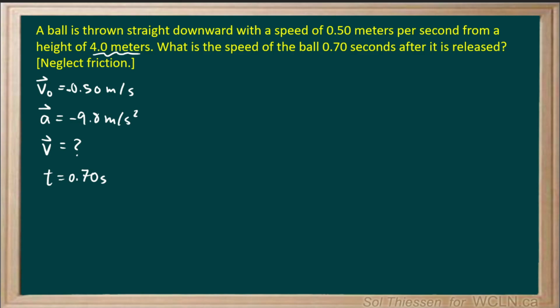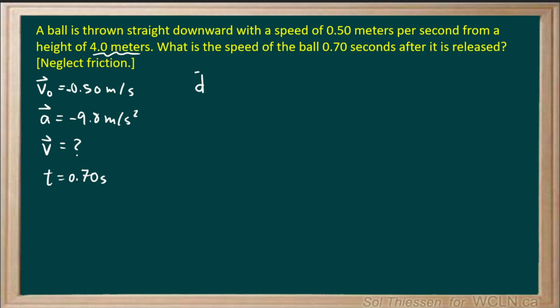meters. And this is important because it's possible that by 0.70 seconds after it's released, the ball has already hit the ground and its velocity is 0. So that's something that we need to check. We need to know how far the ball has fallen after 0.70 seconds.